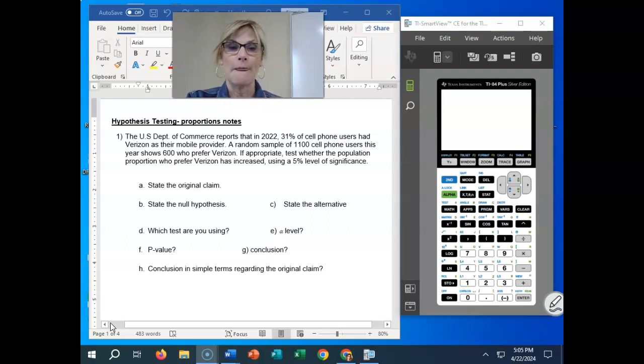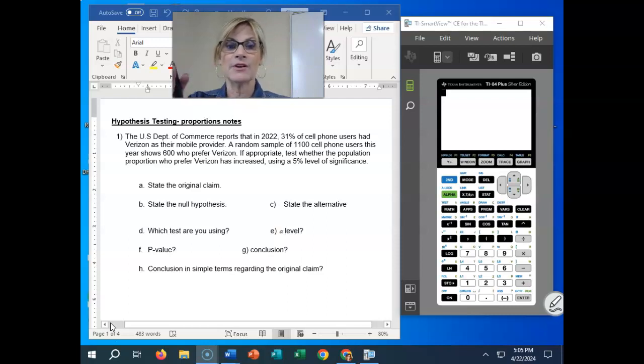Here we go. U.S. Department of Commerce reports that in 2022, 31% of cell phone users had Verizon as their mobile provider. I do too. A random sample of 1,100 cell phone users this year shows 600 prefer Verizon. If appropriate, test whether the population proportion who prefer Verizon has increased using a 5% level of significance.